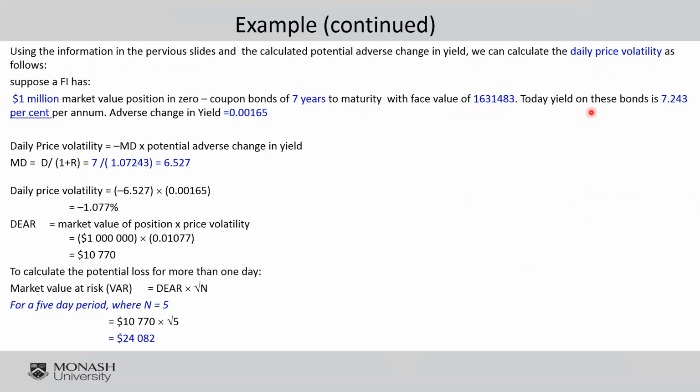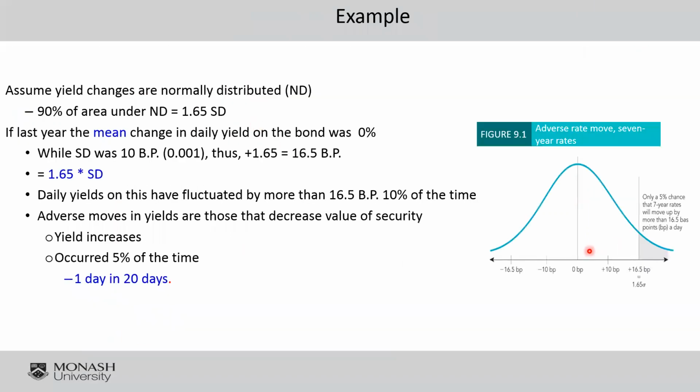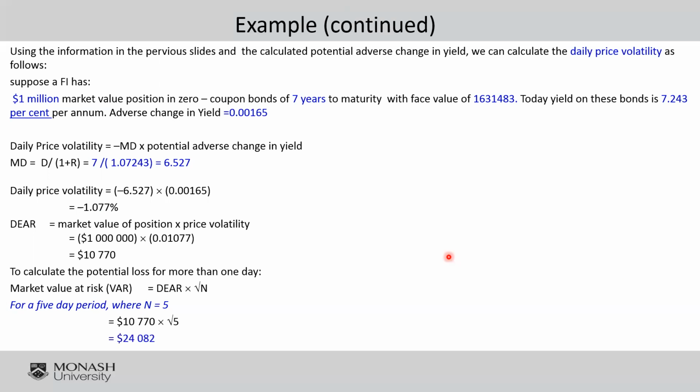And today the yield on that bond is 2.43%, and the adverse move in the yield is 16.5 basis points. Where did I get this one? I get it from the previous slide, which is this area, the standard deviation times the Z value, which is 16.5 basis points. Now it's easy for me to calculate the daily price volatility, which comes from the formula: modified duration times the potential adverse move. I have the potential adverse move.